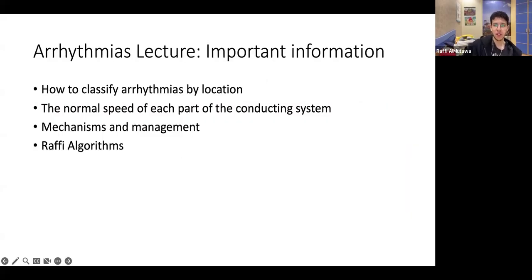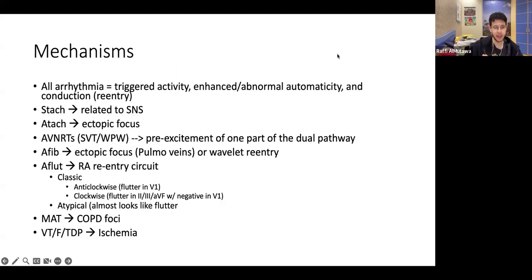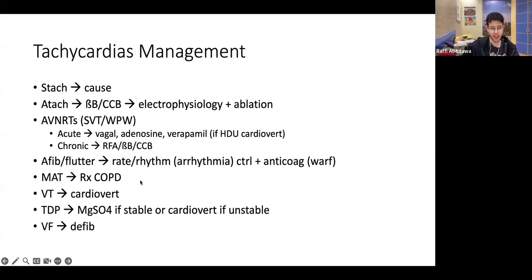Okay, so what's the important information when it comes to arrhythmias? The lecture that you guys have for arrhythmias classifies arrhythmias by location, which I think is a very convenient way to do it. But I also have my own algorithms, which I like doing, and I use them a lot. The other thing to understand is that when we're classifying arrhythmias by location, each location has its own speed. And we'll talk about mechanisms and management. Mechanisms, just read this. Take a screenshot if you want. This is going to be on YouTube, so just go through it if you'd like. And then treatments, again, go through it if you like.